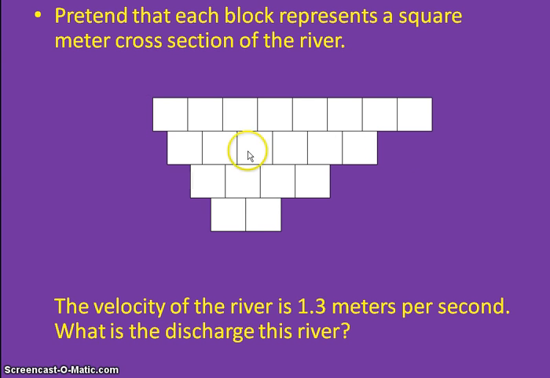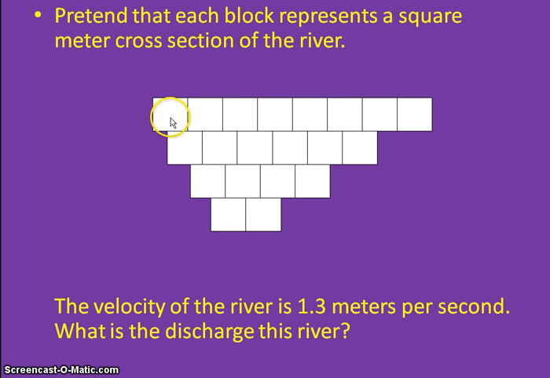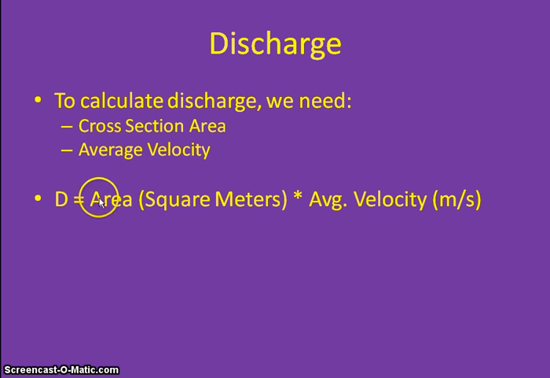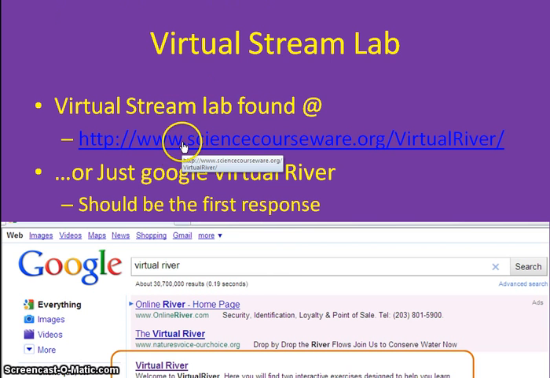To calculate discharge, I take that 20 square meters, because each block represents a square meter of the cross section, and I multiply that by an average velocity of 1.3. The number I come up with gives me something like 26 cubic meters per second. That's a discharge. Again, I got that by taking my 1.3, which is my average velocity, and multiplying it by my cross-sectional area.